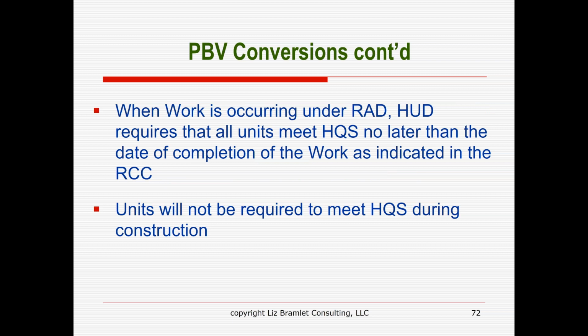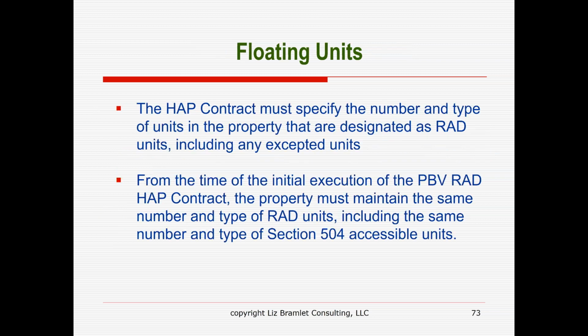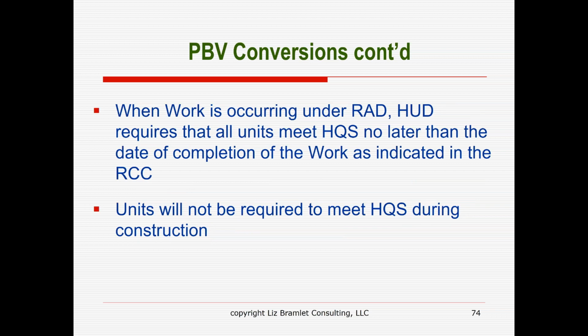When work is occurring under RAD, HUD requires that all units meet HQS no later than the date of completion of the work as indicated by the RCC. So during construction, they are not required to meet HQS requirements. You may have floating units if you are not 100% assisted, and the HAP contract must specify the number and type of units in the project that are designated as RAD, including any excepted units. From the time of the initial execution of the RAD HAP contract, the property must maintain the same number and type of RAD units, including the same number and type of Section 504 accessible units.